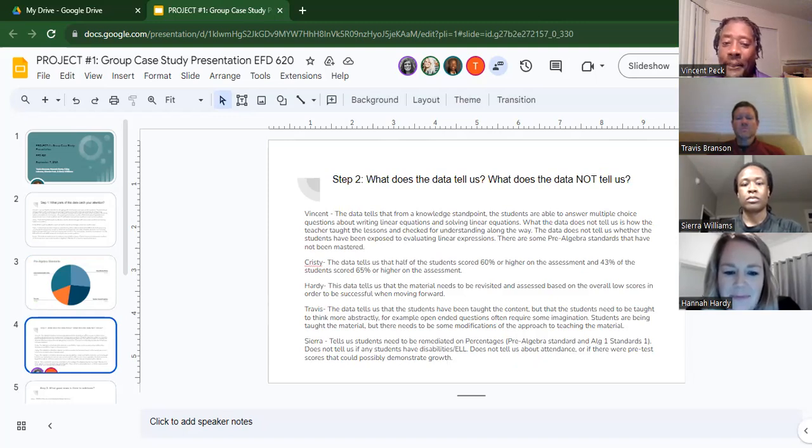All right, so for me, what the data is telling us is that from a knowledge standpoint, the students are able to answer multiple choice questions about writing linear equations and solving linear equations. Now, what the data does not tell us is actually how the teacher taught those lessons and how she checked for the students' understanding. The data does not tell us whether the students have been exposed to evaluating linear expressions, and there are some pre-algebra standards that have not been mastered. Why? I'm not sure.